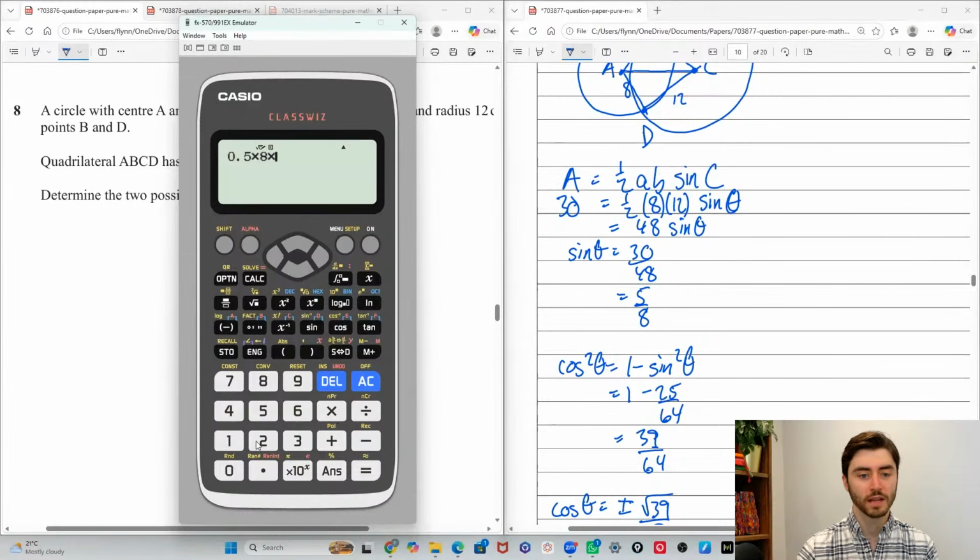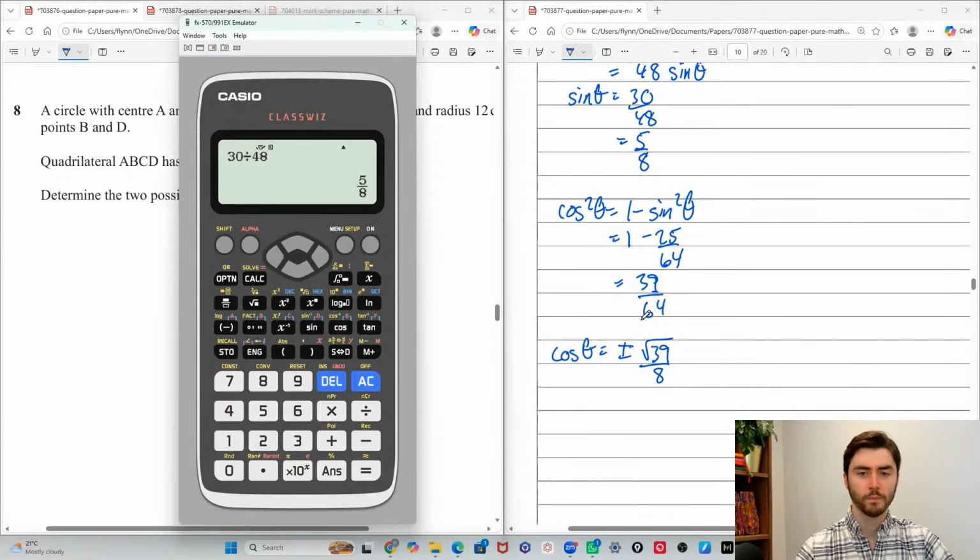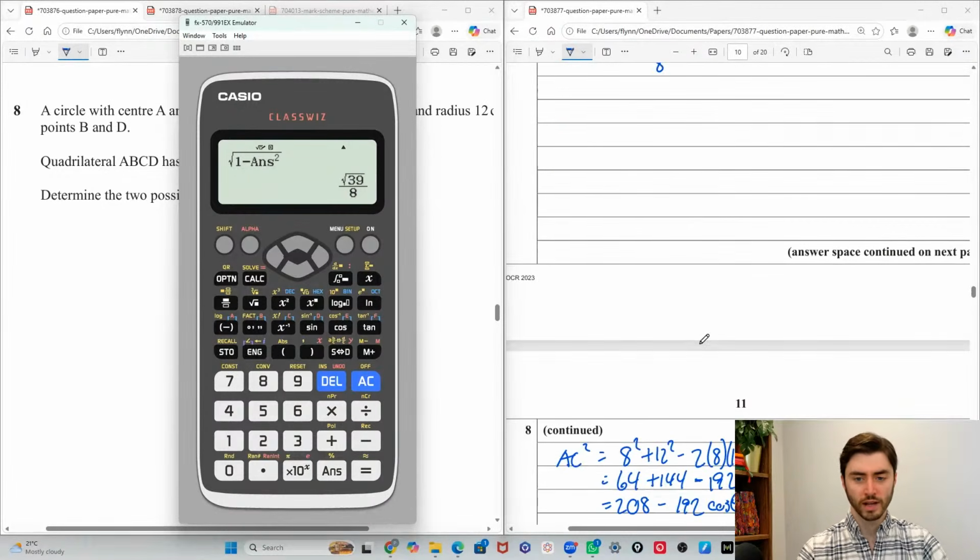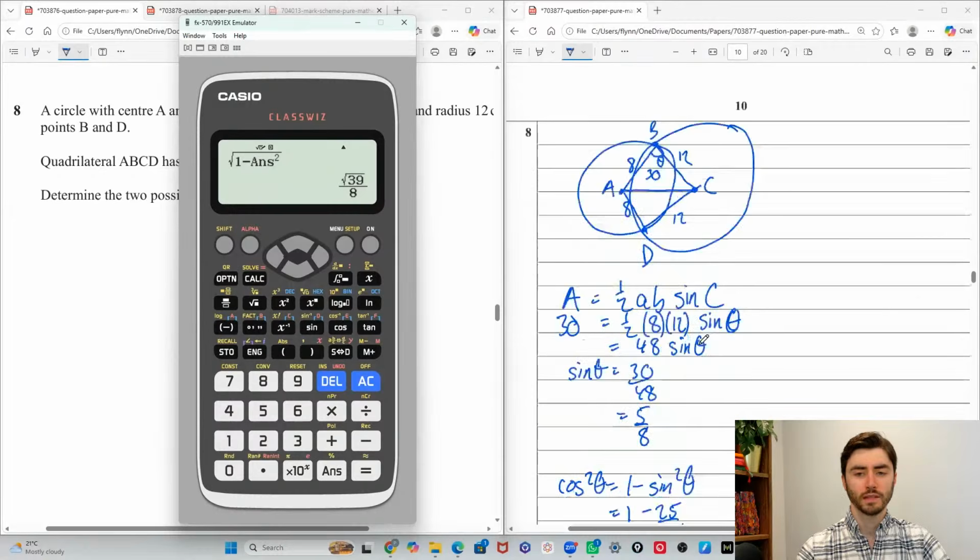So half times 8 times 12 is 48. So 30 over 48 is 5/8 for sine theta. Root of 1 minus answer squared. So it's plus or minus root 39 over 8. I like that. Okay. So that's cosine theta.